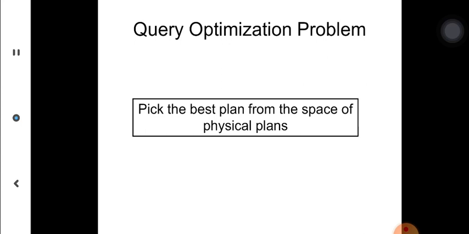The problem lies with picking the best plan. Why? Because you develop many physical plans and you have to find the best physical plan, which takes the lowest time to execute and get you back all the results.